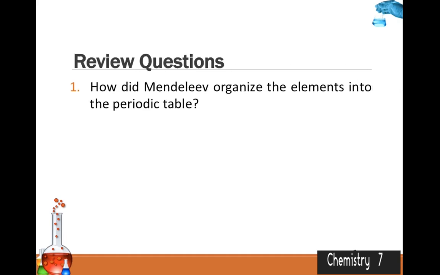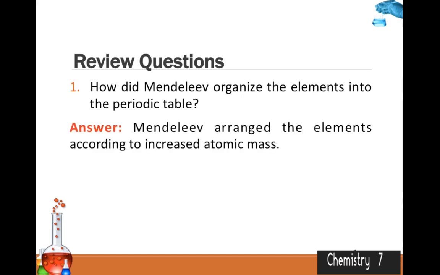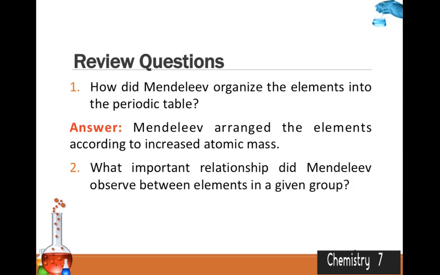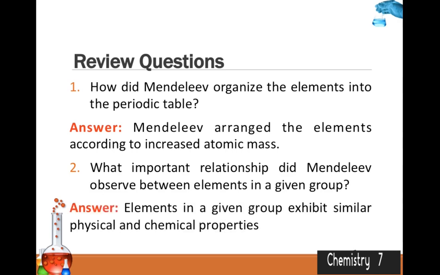How did Mendeleev organize the elements into the periodic table? Mendeleev arranged the elements according to increased atomic mass. What important relationship did Mendeleev observe between elements in a given group? Elements in a given group exhibit similar physical and chemical properties.